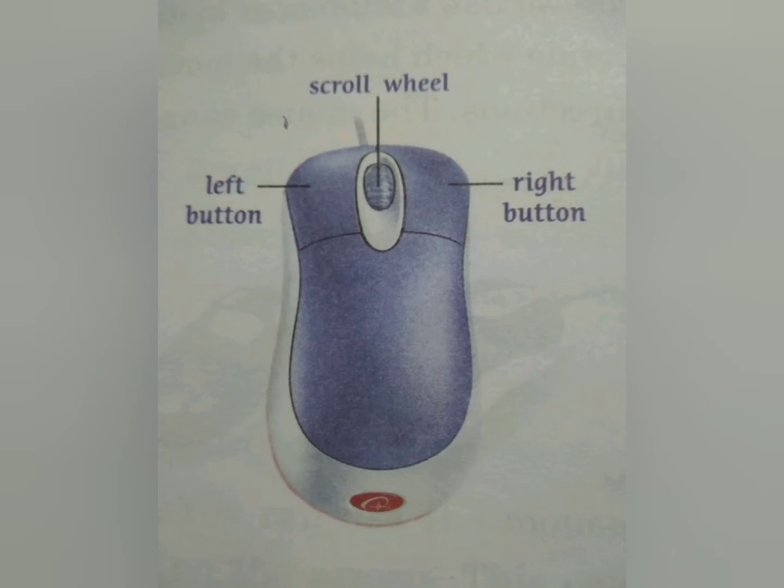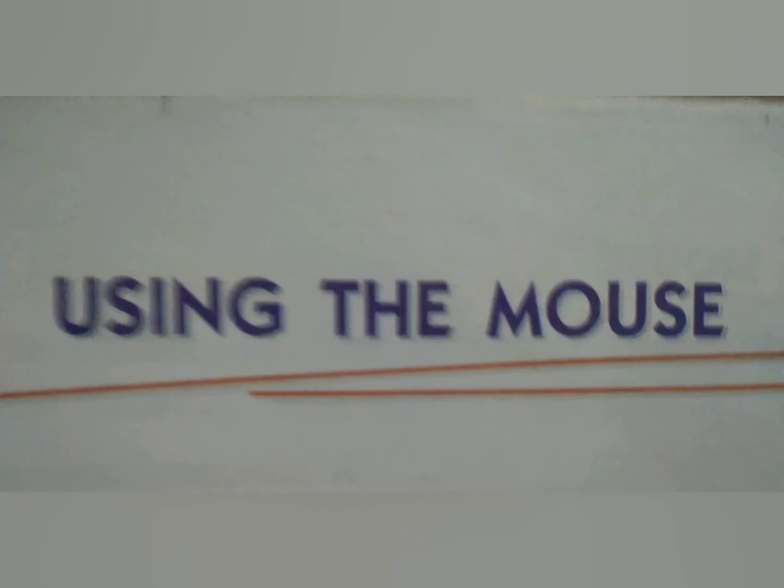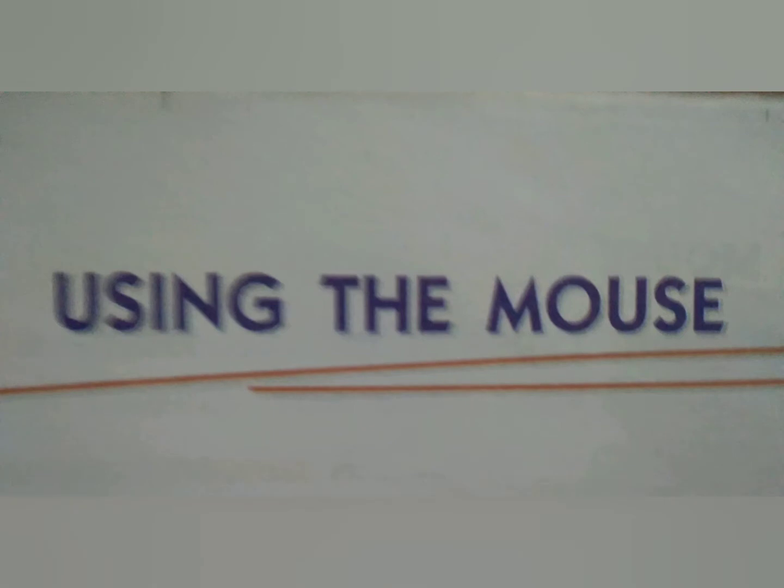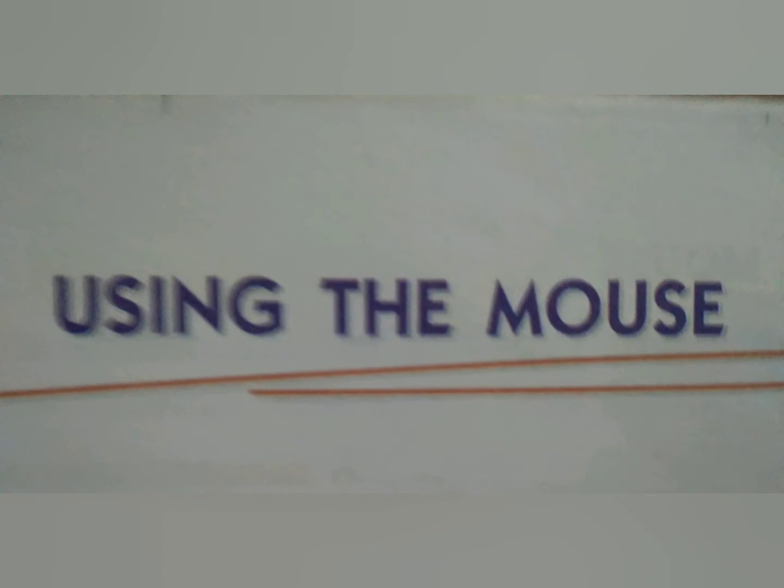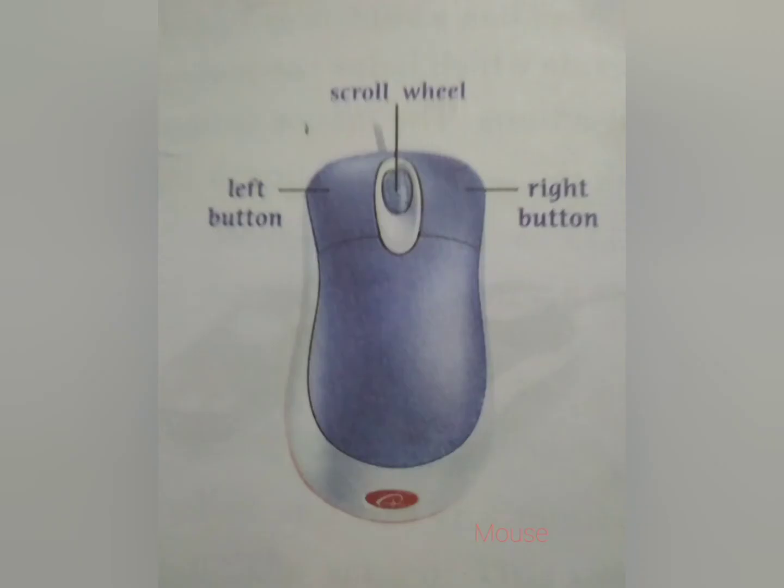You can see the picture. What does this mouse look like? This mouse looks like a mouse with a tail. That connecting wire appears like the tail. So this mouse is named as mouse. The name mouse is derived from its shape, which looks a bit like a mouse.